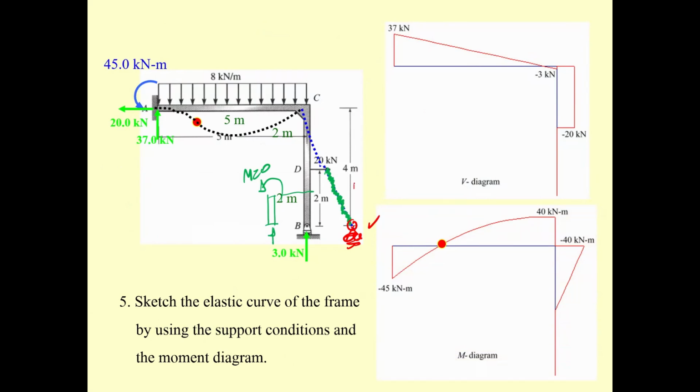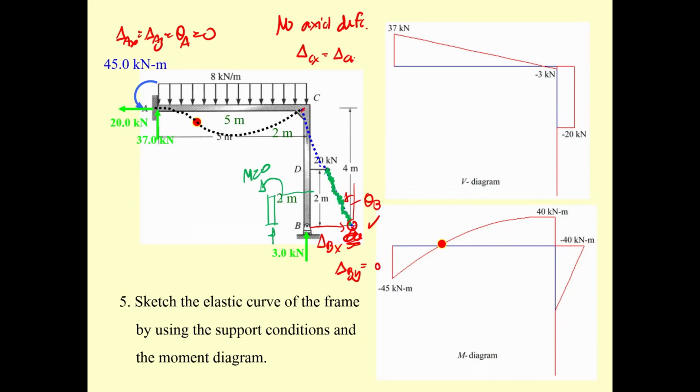And then if you put the roller over here, this is going to be theta sub b, and this is going to be delta sub bx, and delta sub by is going to be 0. For this fixed support, you may say delta sub ax equals delta sub ay equals theta sub a, which is 0. On this, I see no axial deformation. Delta sub cx equals delta sub cy equals 0.